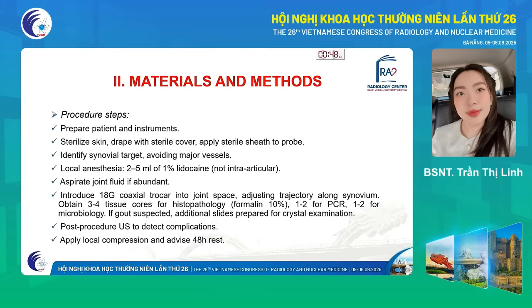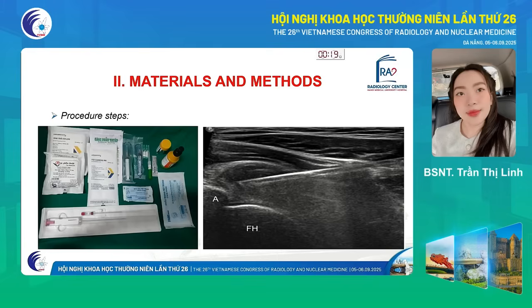Often 3 to 4 tissue cores for histopathology, 1 or 2 for PCR, 1 or 2 for microbiology. If crystal disease is suspected, additional slide prepared for crystal examination. After the procedure, ultrasound to detect complication, and finally abdominal compression and advise 48-hour rest. This is the instrument and the ultrasound imaging of the biopsy.